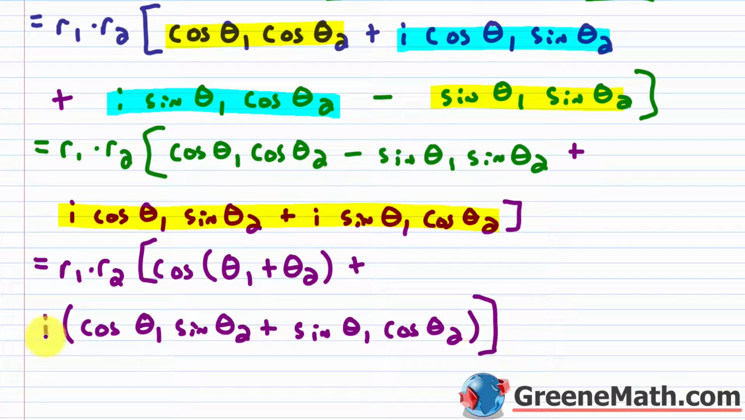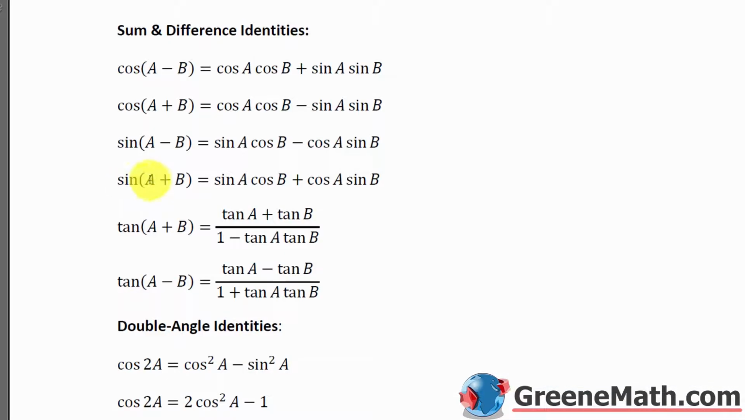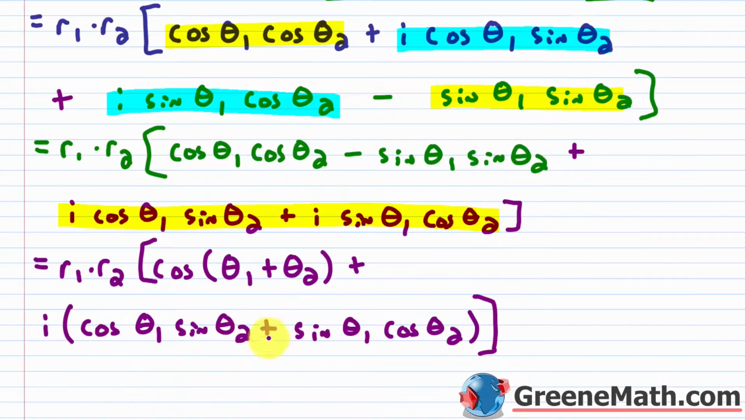And basically you see once I factor this i out, we can go back and see that sine of A plus B is the sine of A times the cosine of B plus the cosine of A times the sine of B. Well, we have the same thing. It's the sine of theta sub 1 times the cosine of theta sub 2 plus the cosine of theta sub 1 times the sine of theta sub 2. Now, it's not in that order, it's reversed here, but you could rewrite it, right? Because this is addition. So I could say the sine of theta sub 1 times the cosine of theta sub 2 plus the cosine of theta sub 1 times the sine of theta sub 2. It wouldn't matter.